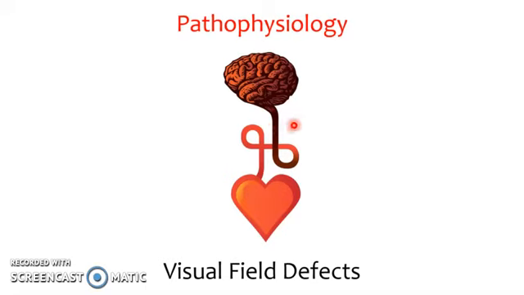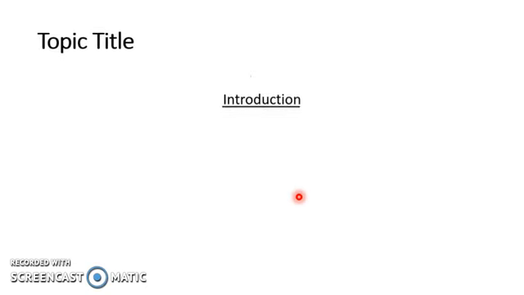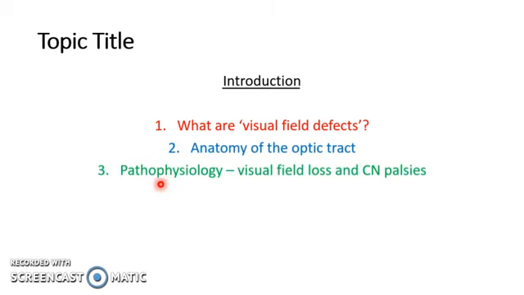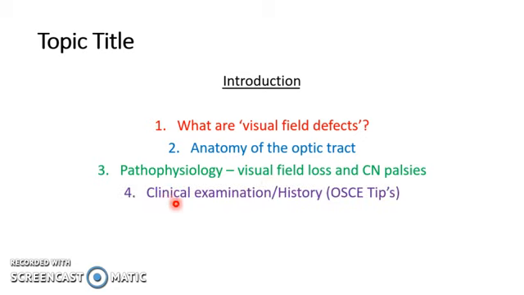Welcome to this crash course video on the pathophysiology of visual field defects. In this video, we'll be covering what visual field defects are, the anatomy of the optic tract, the pathophysiology of visual field loss and cranial nerve palsies, and some tips for the clinical examination and history. Then we'll be finishing with some multiple choice questions. We'll also be starting with these questions, however we'll go through the answers properly at the end.